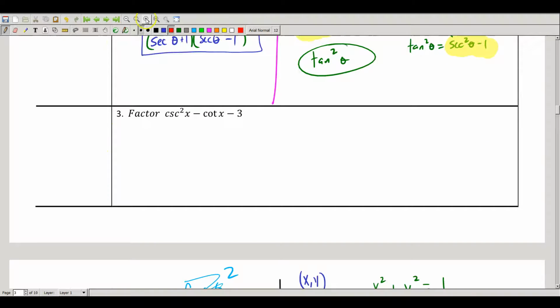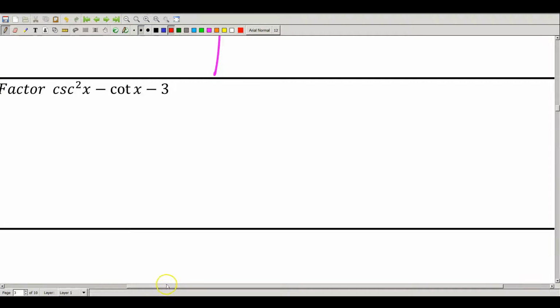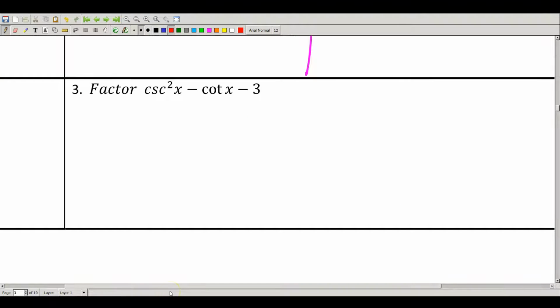Okay, so I'm going to do this one right here. If you look at this example, with these types of problems, there are a lot of different types of problems. So the only way to get better at these is to continue practicing these problems. Example 3 says to factor cosecant squared x minus cotangent x minus 3.